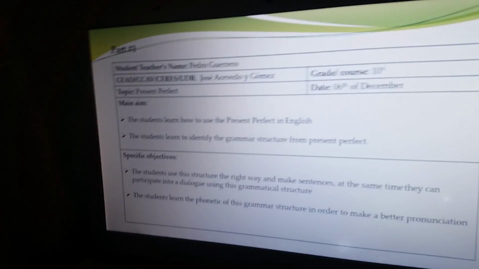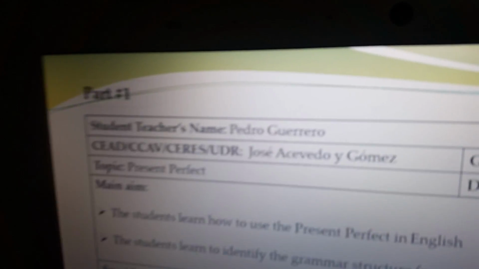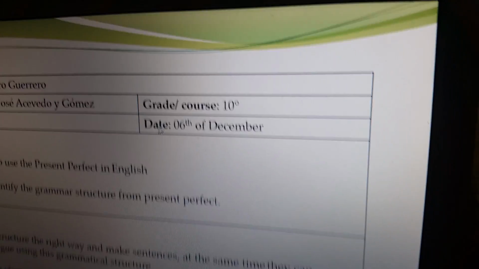In the first part, we can find general information like my name and the topic for the lesson plan. In this case it is the present perfect. We can find the date, the grade for this lesson, and the main objectives and specific objectives.